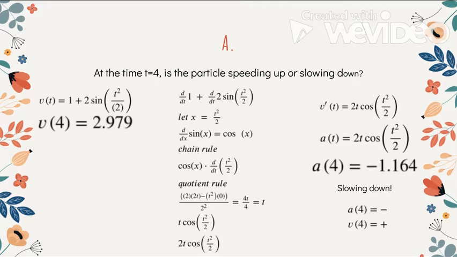Now that we know the equation for the acceleration, we plug in 4. That gives you 2 times 4 times the cosine of 4 squared over 2, and that value is negative 1.164. So now we look at these two values: v of 4 equals 2.979, and a of 4 equals negative 1.164. Since the velocity is positive and the acceleration is negative, we can tell that the particle is slowing down. So that's all for A.